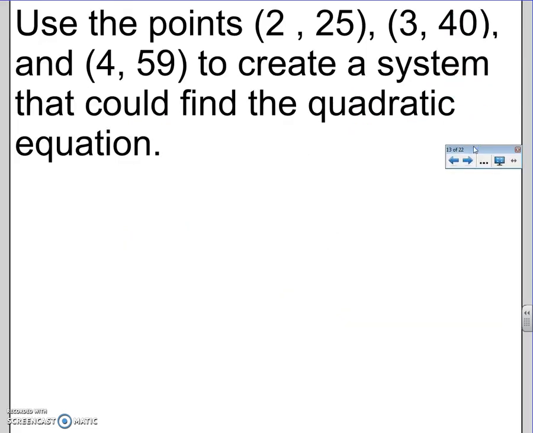Use 3 of those points to create a system that could find the quadratic equation. Alright, it's been a while since we've done this, and we actually barely mentioned it. And this one isn't too bad. What you're going to do is plug those 3 points into the standard form equation of a parabola, quadratic. So hopefully you know it's ax squared plus bx plus c equals, instead of 0, put y here. All I do is plug in x, y for all 3 of those. So let me do this one first.